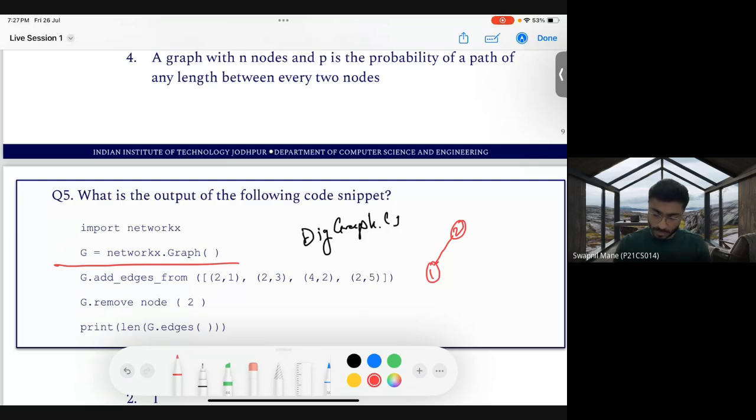After that, the second edge, 2 to 3. Node 2 is already present in the graph, so it considers this 2, and they have added 3. Since 3 is not in the graph, node 3 is added, and the edge is also drawn between them. Then node 4 is added, similarly node 5 is also added. This statement we have completed. After this statement, the graph looks this way.